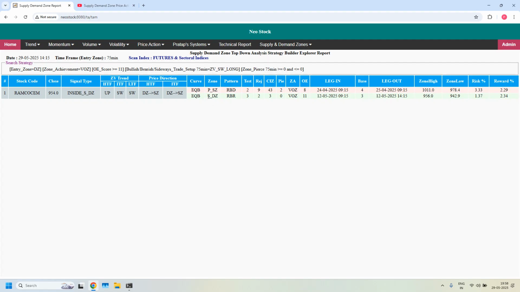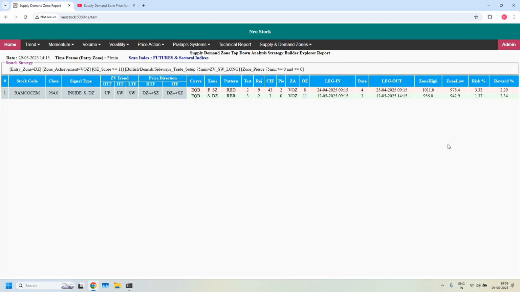So this is a weekly income trade long trade setup. Entry time frame is 75 minutes demand zone. See, sideways long trade setup already tested 3 times. Okay.